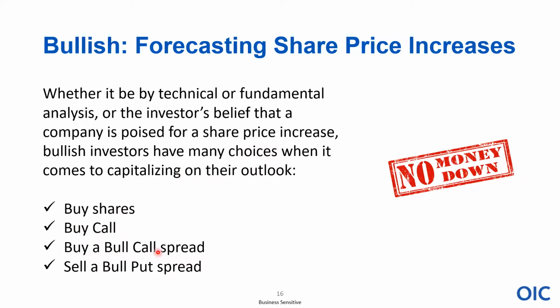We walked through buying a call already. You can buy a bull call spread. That's the bullish vertical spread. We talked about that. You can sell a bull put spread as well. That's a bullish vertical spread on the credit side. Of course, there are other things you can do, but here are some choices. And maybe I'll pause for a few seconds here.